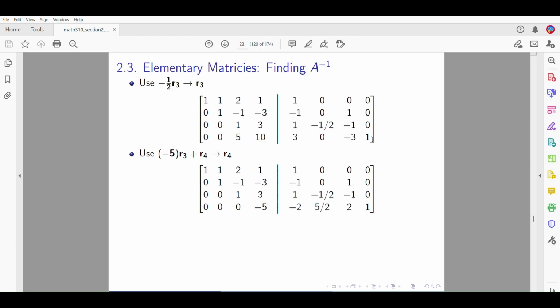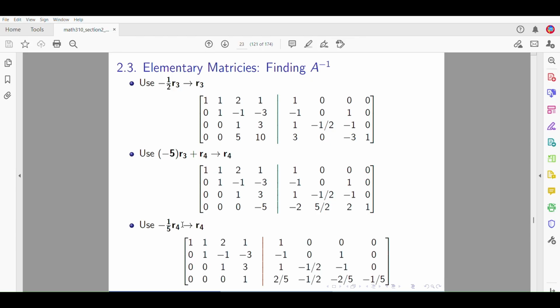All right. You got 0 here. You want 1 here. You can divide row 4 by negative 5. You got a 1. And you get negative 2 over negative 5, 2 over 5. Negative 2 over negative 5. 5 halves over negative 5. 2 over negative 5. 1 over negative 5. Check my work.